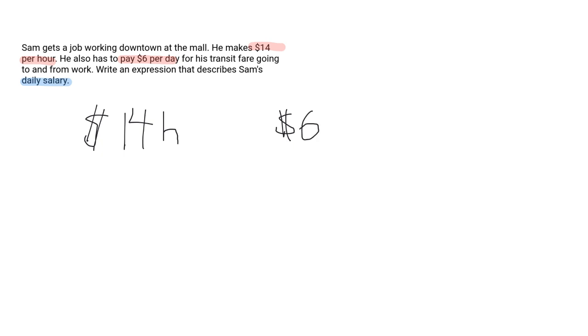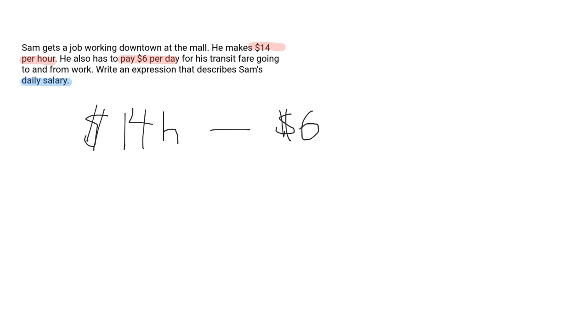Now, what's really key, I think, for us to think about here is if he's paying $6, he's not making that money, he's actually losing that money. So unlike before where we saw some scenarios where an amount of money was added on, in this situation we're going to have to subtract that amount of money. So Sam's expression is going to be 14H, that's his amount of money that he's going to make at his job, minus the $6 that he's going to have to pay every day.